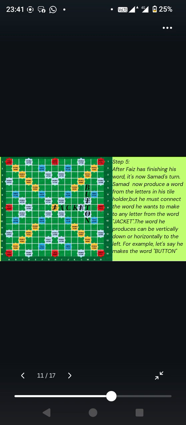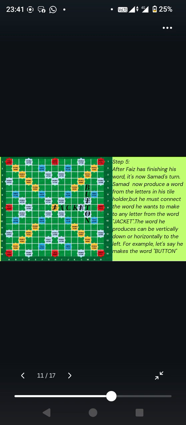Samad now produces a word from the letters in his tile holder, but he must connect the word he wants to make to any letter from the word jacket. So the word produced can be vertically down or horizontally to the right. For example, let's say Samad makes the word button. As you can see, you can connect the word button.